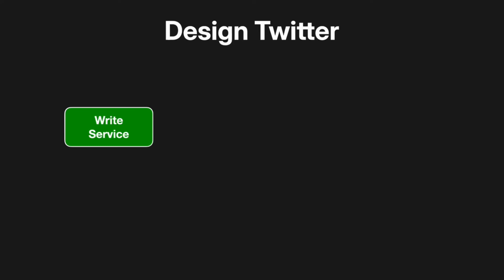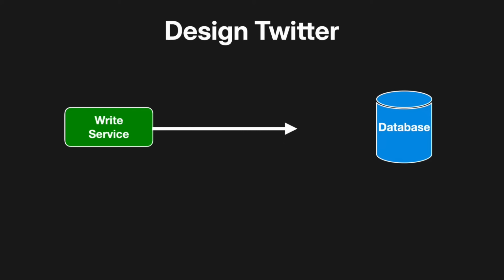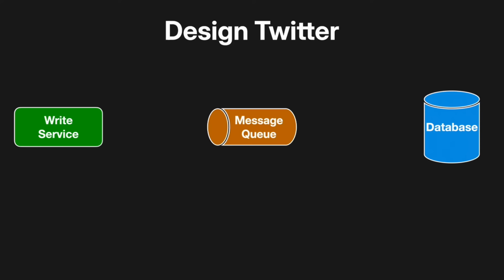Now, we don't want the write service to communicate directly with a database because we need to decouple these components. Why? Well, if the write service tries to write directly to the database and the database becomes slow or overloaded, it would slow down the entire system. Instead, what we can do is introduce a message queue as an intermediary between the write service and the database. This message queue will temporarily hold the data as it's submitted by the write service. By using a queue, we allow the system to handle spikes in traffic gracefully, as the data is processed asynchronously.